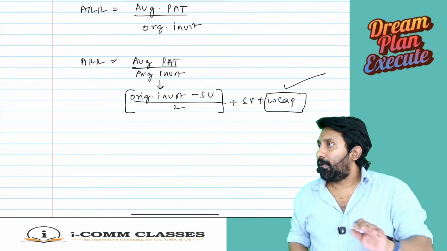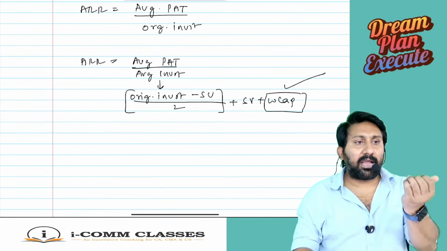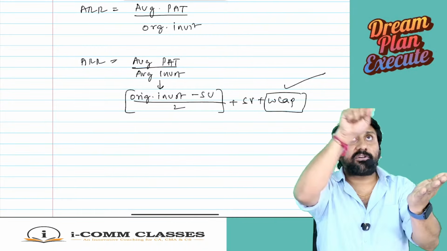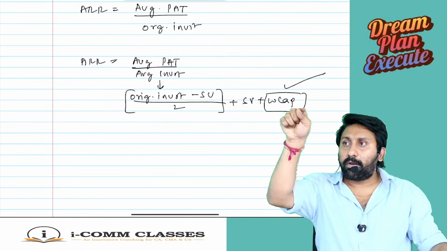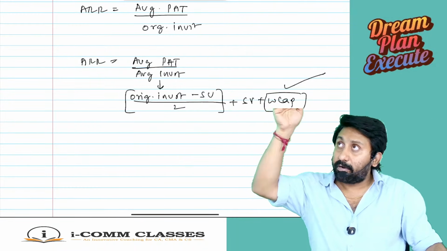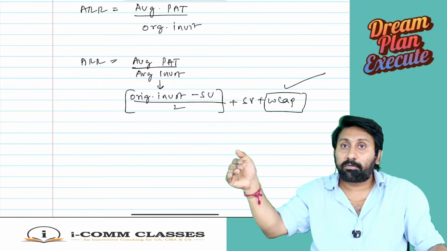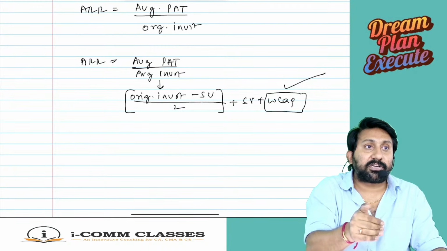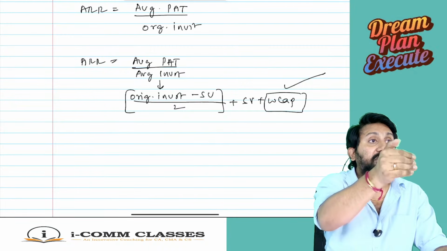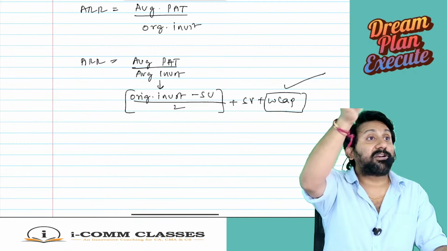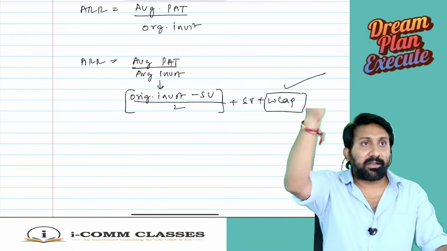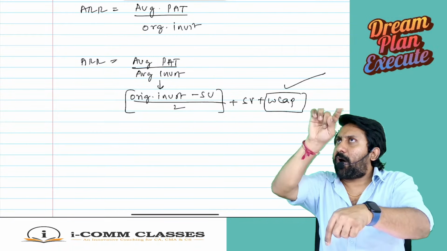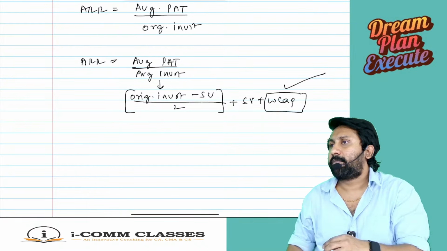Listen again. I have cash. Cash is converted into raw material, which gets converted into work in progress, converted into finished goods, which converts into sales, which are converted into debtors, and then the cycle starts again. It means cash comes back to the cash position after a particular time period.